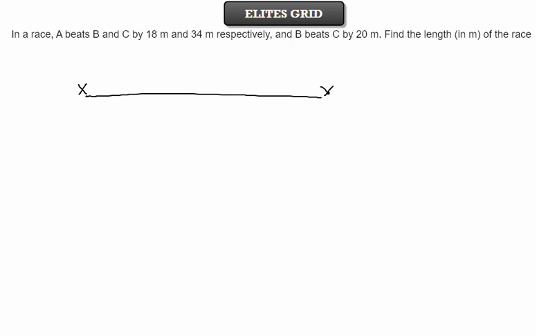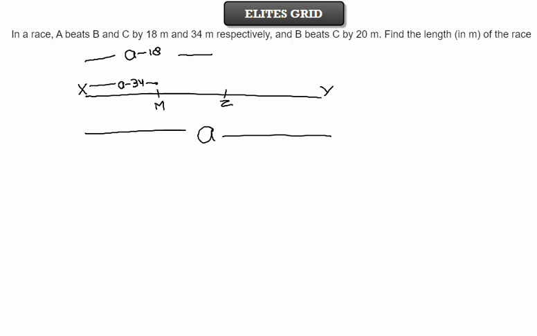In this track length, A beats B by 18 meter. That means when A covers the complete distance, let this distance be A, then B will cover A minus 18. Let this point be Z, and B covered XZ distance, which is A minus 18. Now when A covers this A distance, A beats C by 34 meter. That means at this time C will cover, this point is M, this XM distance is A minus 34.